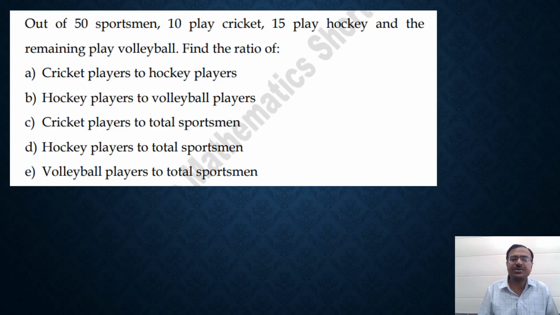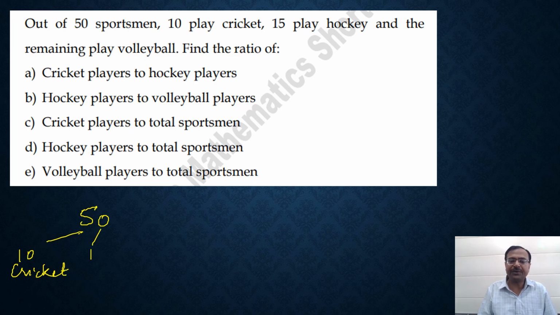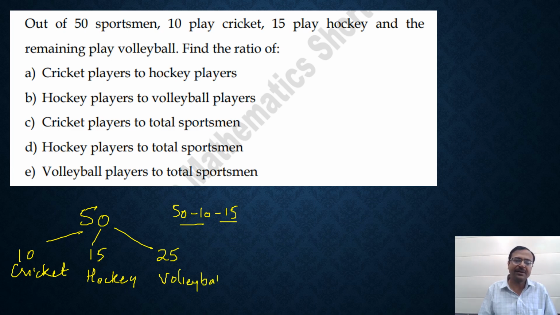This is a descriptive question in which some data is given and you have to find some ratios. So out of 50 sportsmen, there are 50 people, 10 play cricket. So I'm categorizing all the people. Then 15 play hockey, and the remaining, how many are remaining now? That's important. 50 minus 10 minus 15. So this is how you find the remaining. So 40 minus 15, 25. So 25 play volleyball.